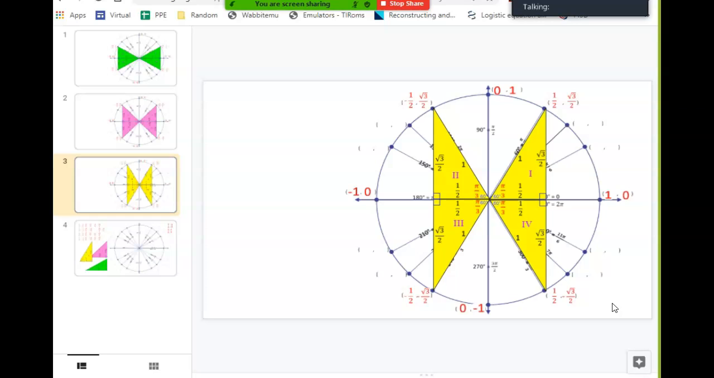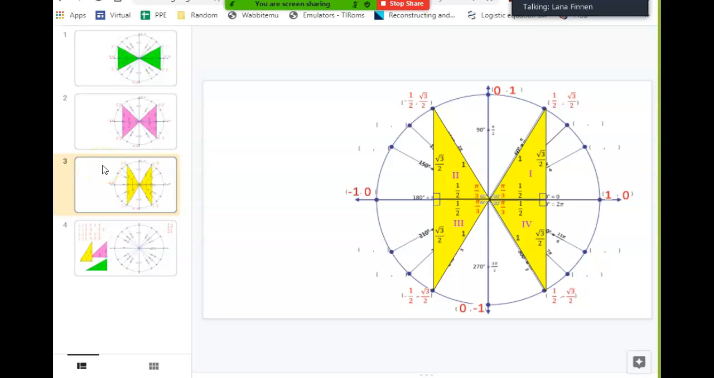Did I give you enough time to click and get them there? All right, so just to make sure, in case you can't read this, this first one should be your x value is 1/2 and then square root of 3 over 2. You just repeat that and then make sure your signs match the quadrants. Are we good?